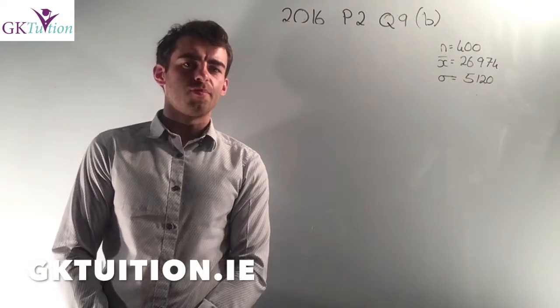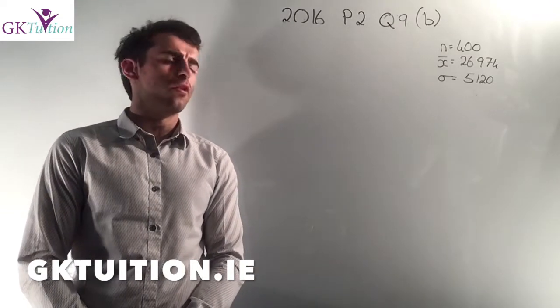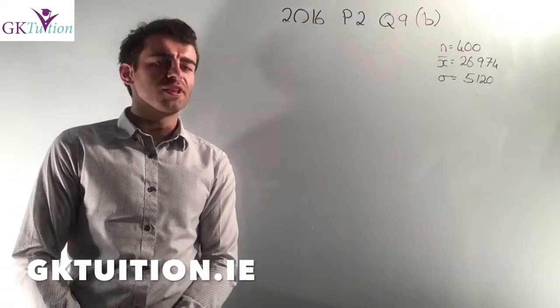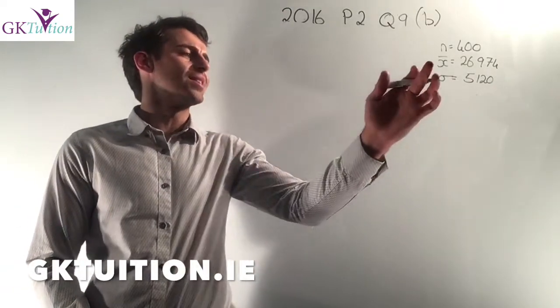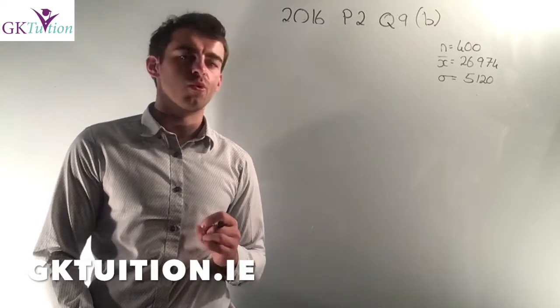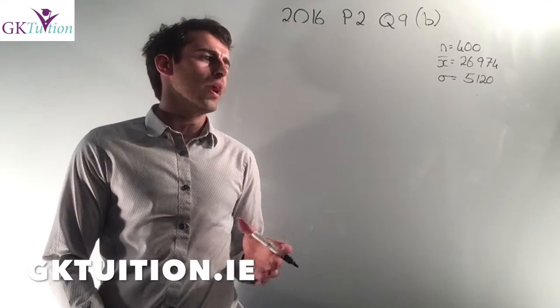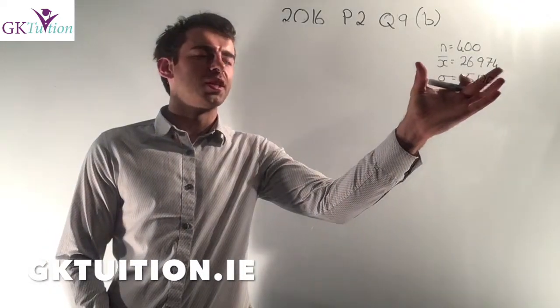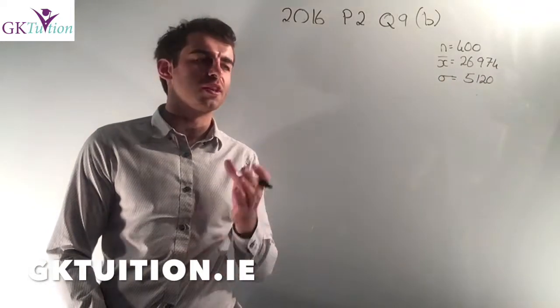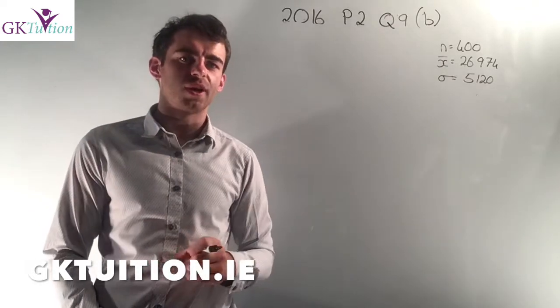Okay, so in part B of this question, we're told that the Research Institute surveyed 400 farmers. And that the average salary of these farmers was 26,974 with a standard deviation of 5,120. Now it's vitally important that you recognize the population in part B of this question is entirely different to the population in part A of the question.